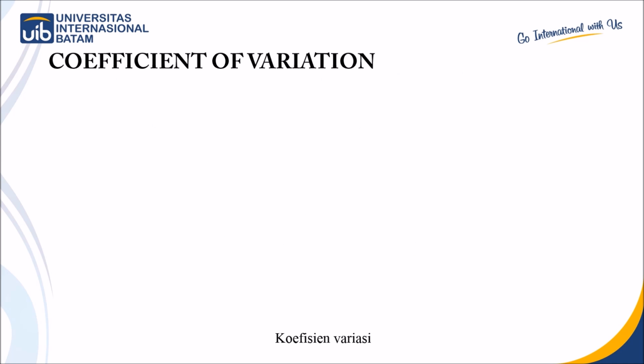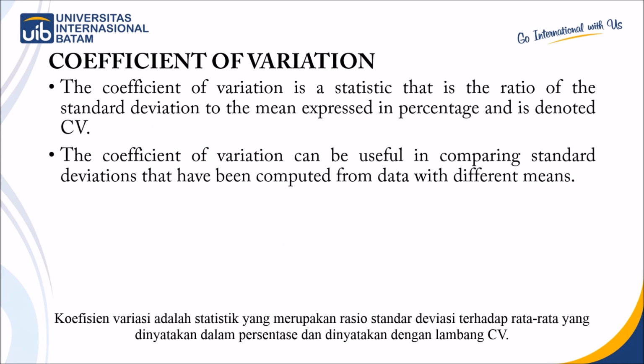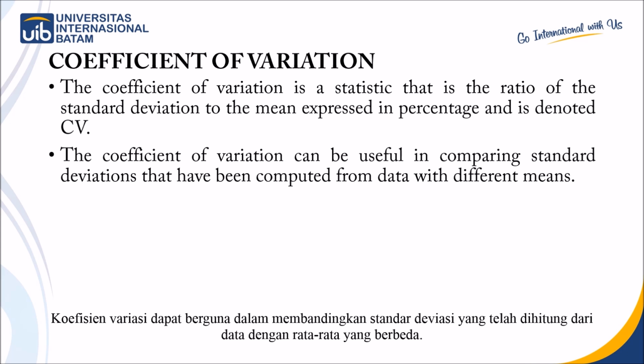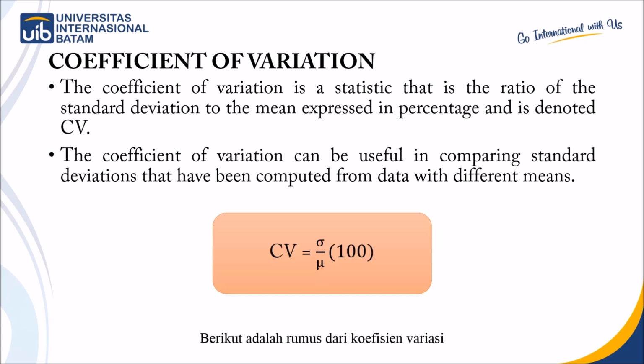Coefficient of variation. The coefficient of variation is a statistic that is the ratio of the standard deviation to the mean expressed in percentage and is denoted by CV. The coefficient of variation can be useful in comparing standard deviations that have been computed from data with different means. This is the formula of coefficient of variation.